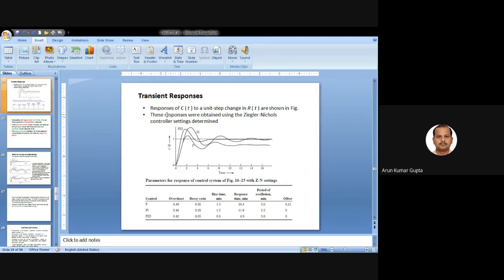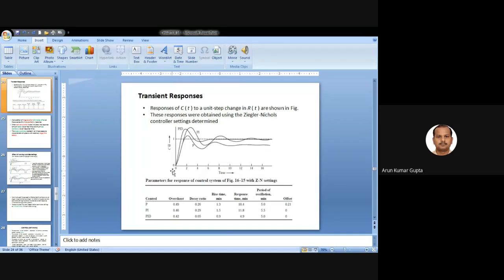So let's say we have one step change, we give some step change input. So we have the value 1. This is the ultimate value the controller should attain. So the response of C(t) to a unit step change R(t), this output is shown in the figure. So you can see here the proportional controller, it is going like this. It means we have the ultimate set point as 1, and the final output is like this. So we always have some offset.